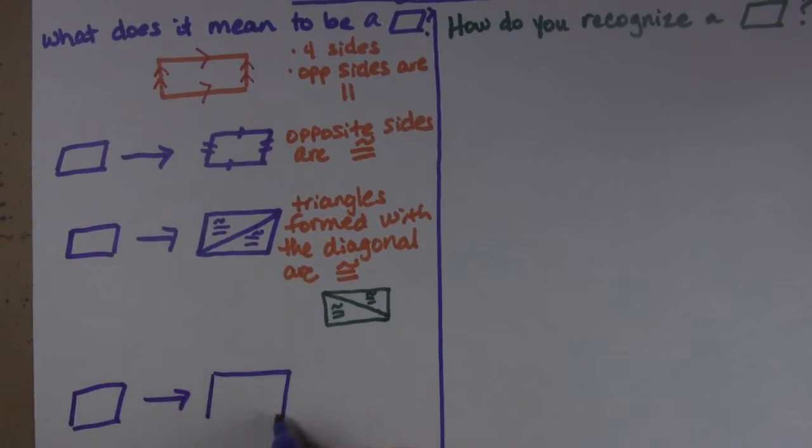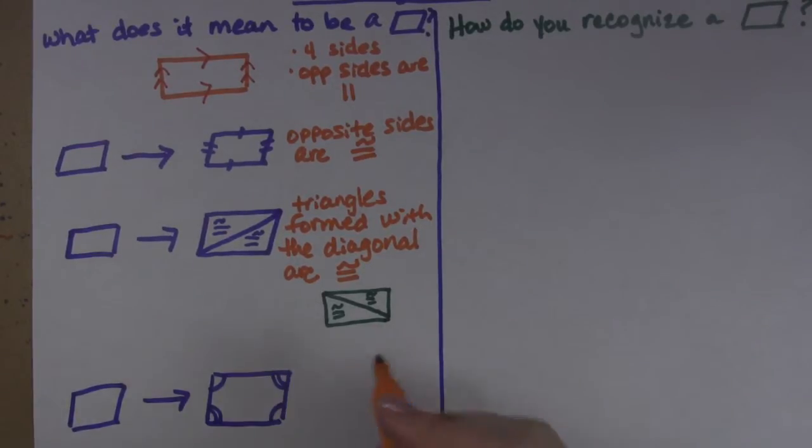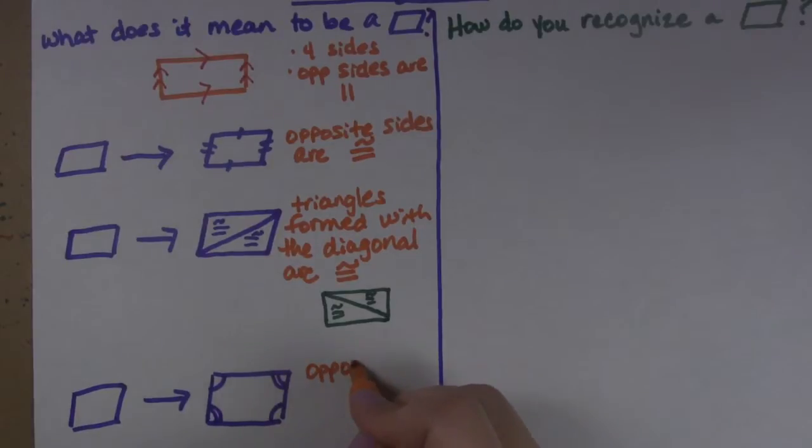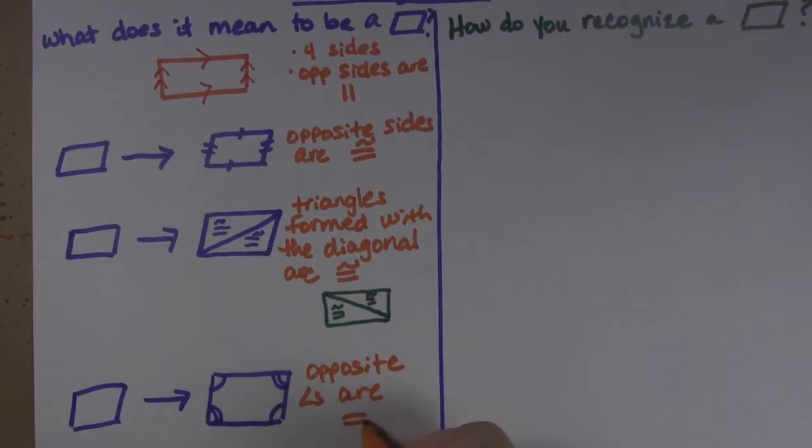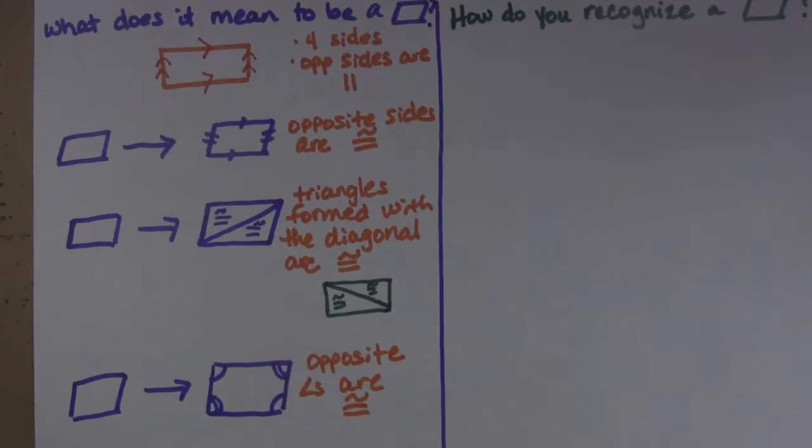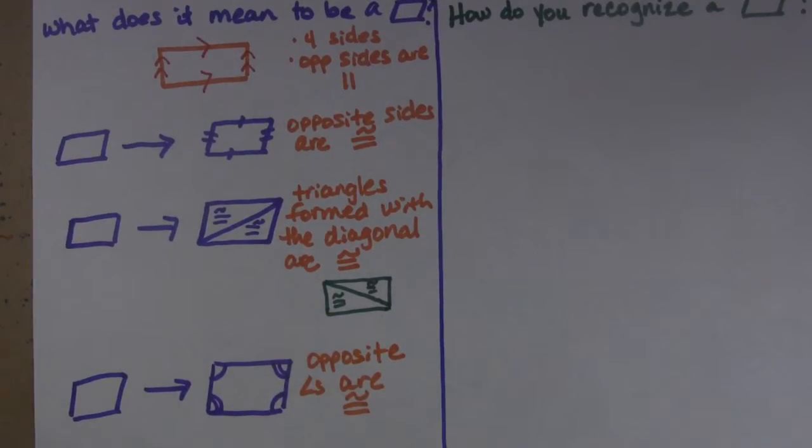And finally, the last thing that it means to be a parallelogram is, if you are a parallelogram, then we know that this is also true. We know that opposite angles are congruent. The opposite angles are congruent. So that's a good thing to know.